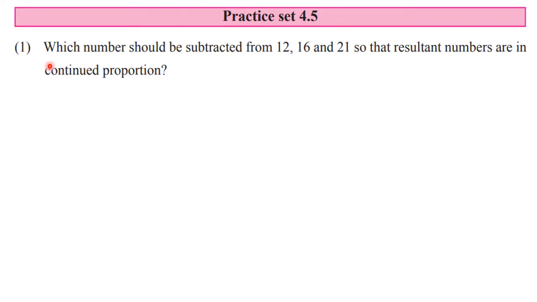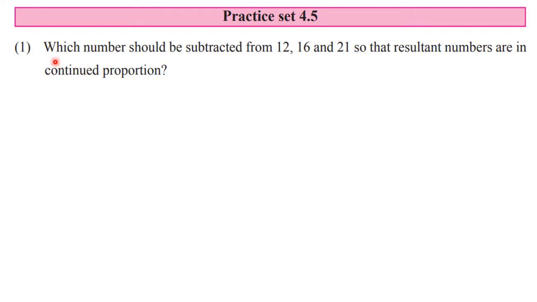So first one here. Which number should be subtracted from 12, 16 and 21 so that resultant numbers are in continued proportion? Okay, so here we are provided with three numbers 12, 16 and 21. But these three numbers are not in continued proportion. You can observe here 12 into 21 is not equal to 16 square. So here they have asked us which number we should subtract from each of these so that the resultant numbers will be in continued proportion.